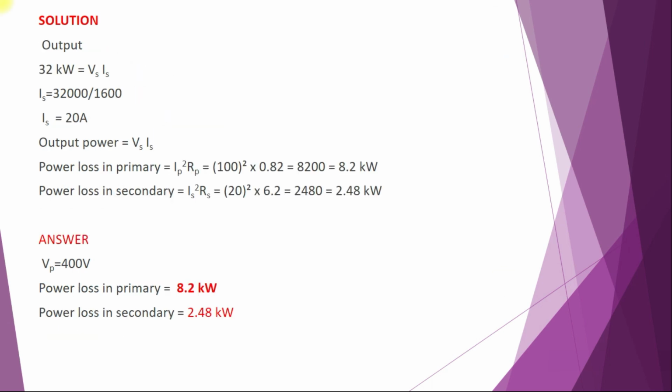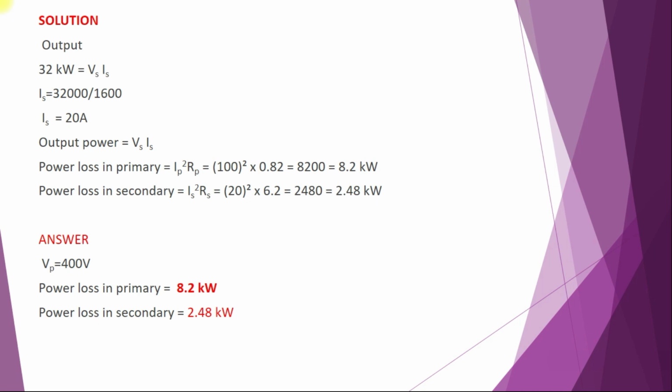So the output power, 32 kilowatt, is equal to Vs into Is. From this equation we can find the value of Is as 32,000 divided by 1600, which is equal to 20 ampere. Now, the power loss in the primary, the formula is Ip square into Rp. Substitute the value of Ip, Rp, we get the answer as 100 square into 0.82, which is equal to 8200, which can also be written as 8.2 kilowatt.